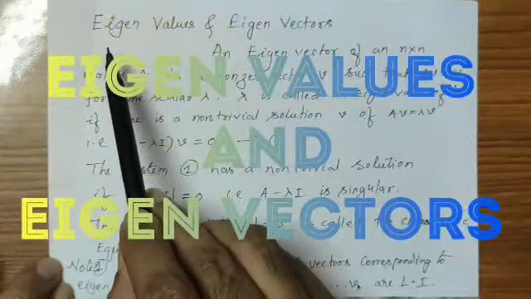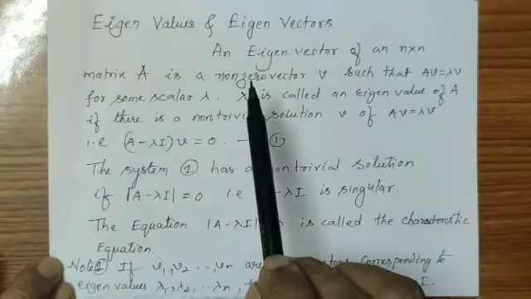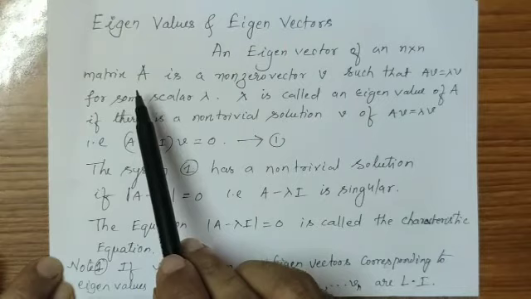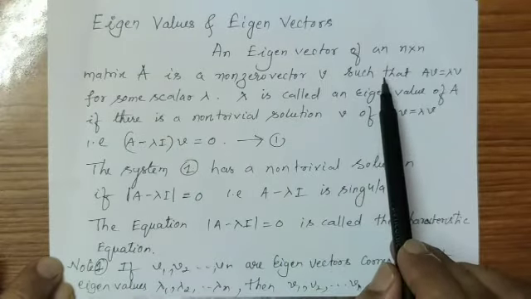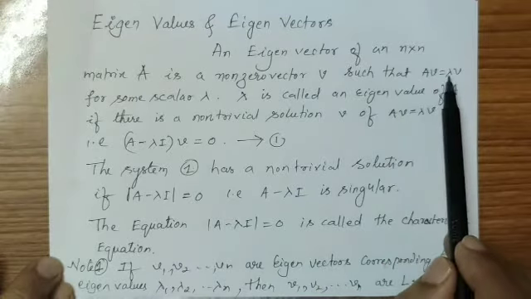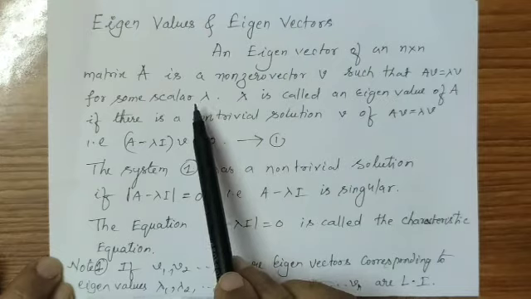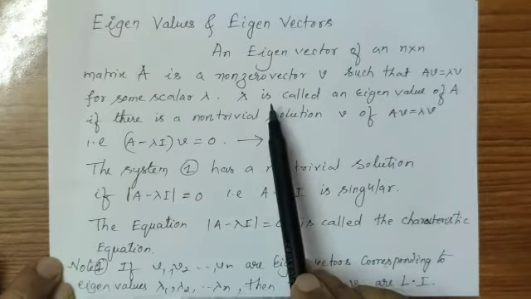In this session we discuss eigenvalues and eigenvectors. First I will define the eigenvector. An eigenvector of an n by n square matrix A is a non-zero vector V such that A times V is equal to lambda V, where lambda is a scalar. Lambda is called an eigenvalue.